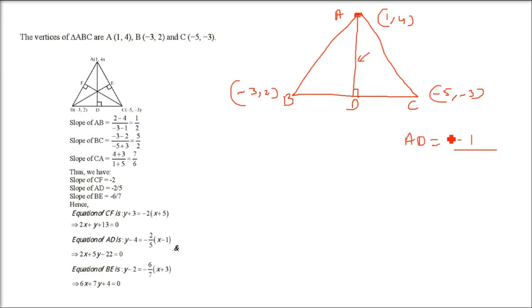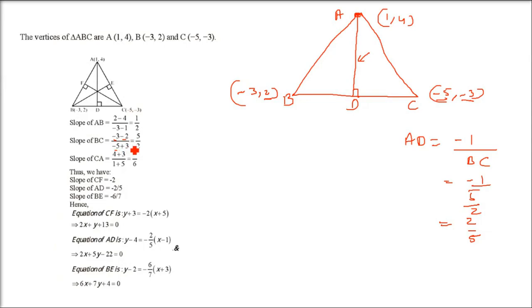The slope of AD will be equal to minus 1 by the slope of BC. This is what you have to do. So the slope of BC would be (minus 3 minus 2) divided by (minus 5 minus 1 minus 3)... you get 5 by 2.